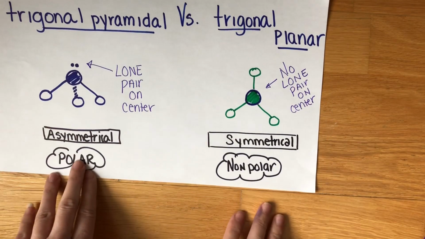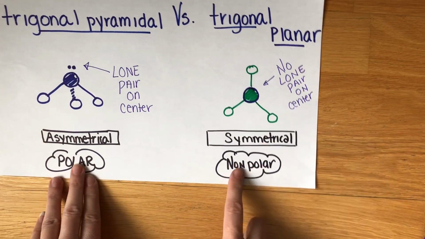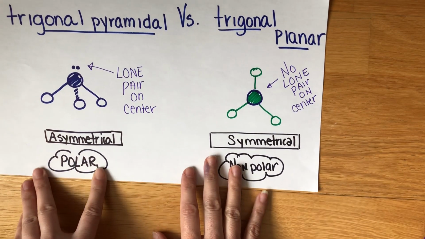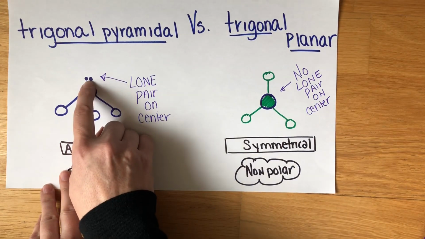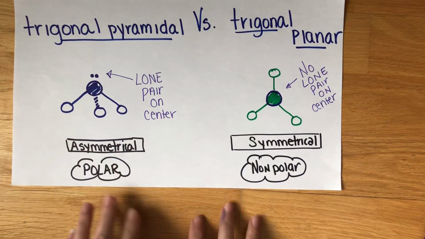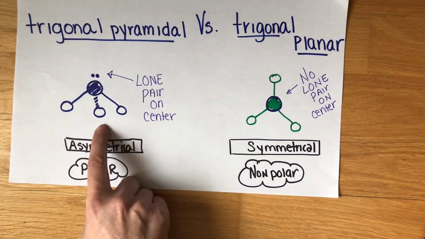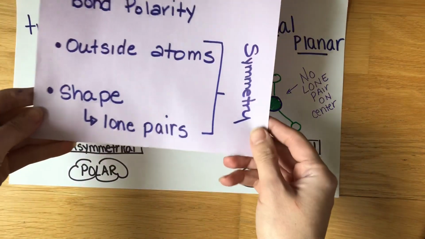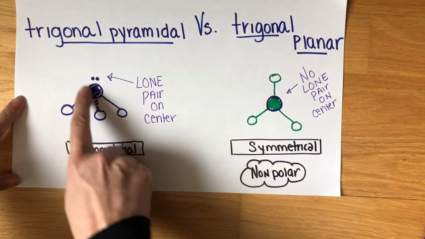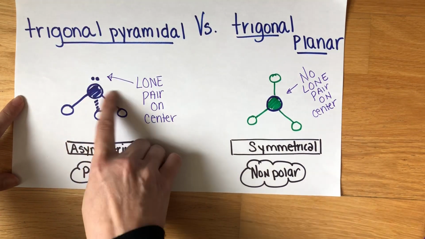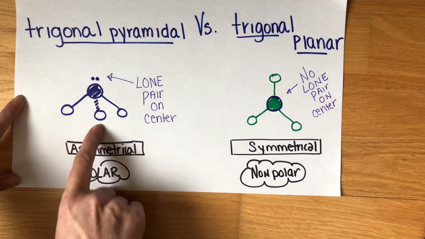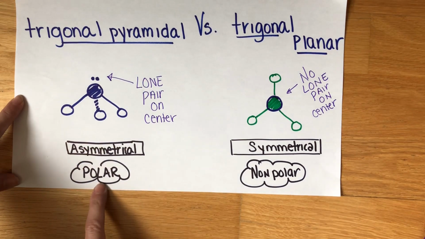So this one's going to be polar, and this one's going to be non-polar. No pulling, because it's evenly distributed, no pulling of electrons, versus polar. So this lone pair up here gives this side a slightly more negative charge, and this side a slightly more positive charge, making poles. Lone pairs are one of the things that we had talked about earlier to look for. Lone pairs will automatically make your molecule asymmetrical. So if your molecule has a lone pair on the center, you're going to be polar. So trigonal pyramidal will be polar.